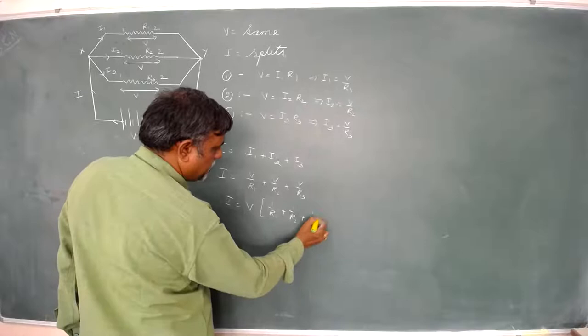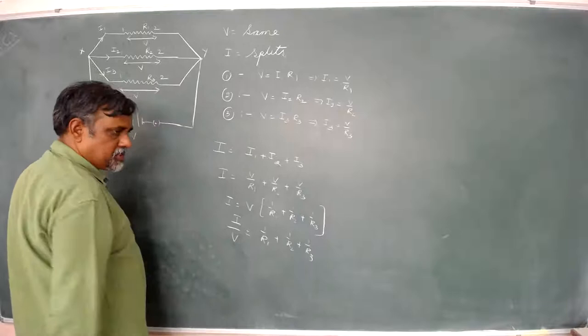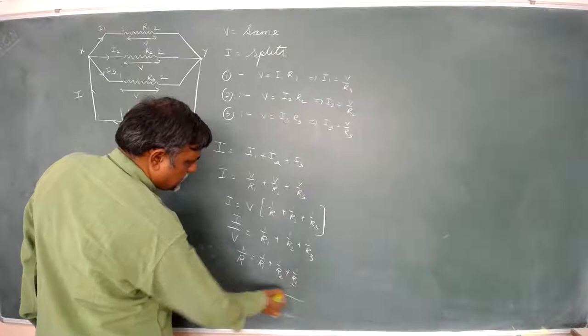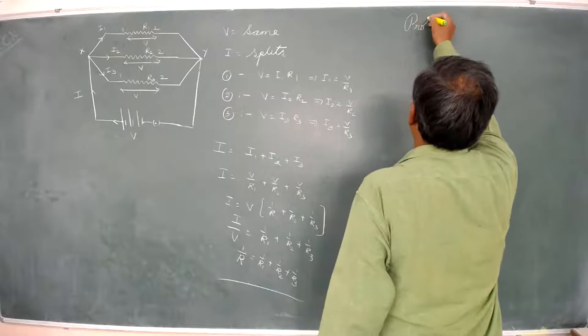Therefore, I by V is equal to 1 by R1 plus 1 by R2 plus 1 by R3. I by V is nothing but the reciprocal of the effective resistance of the circuit. Therefore, 1 by R is equal to 1 by R1 plus 1 by R2 plus 1 by R3. This is the parallel combination of resistors. Please make note of it. Now we will take up the problems based on this combination.